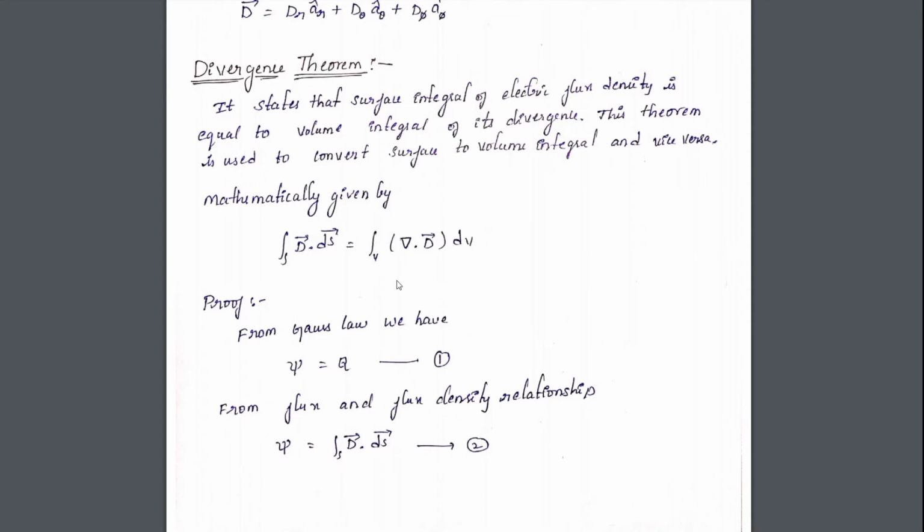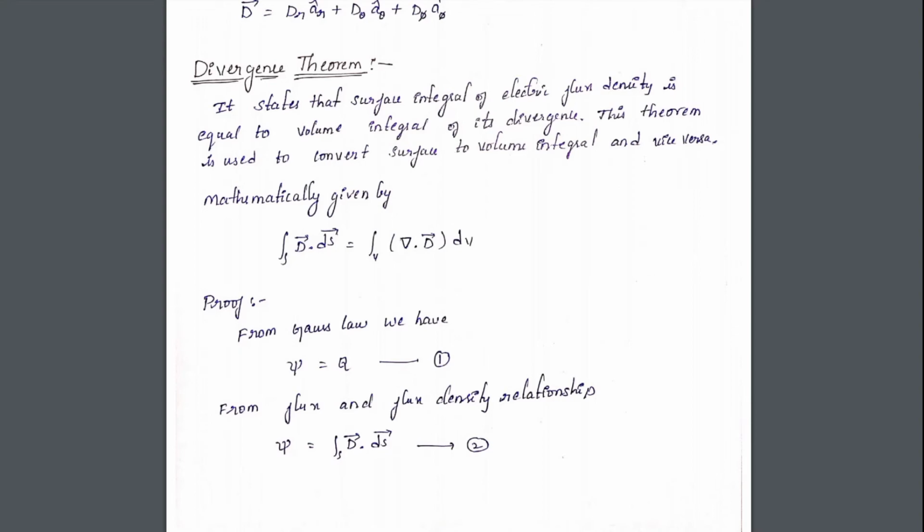So what does it state? It states that the surface integral of the electric flux density is always equal to the volume integral of its divergence. So that is the statement. Mathematically it is given by the equation I have written here. Surface and volume integrals, you can convert from one form to another using this divergence theorem.